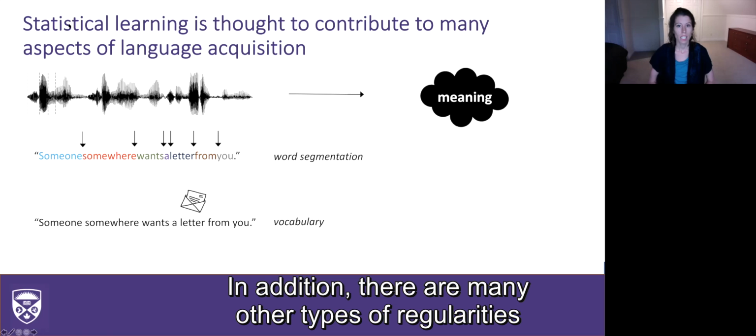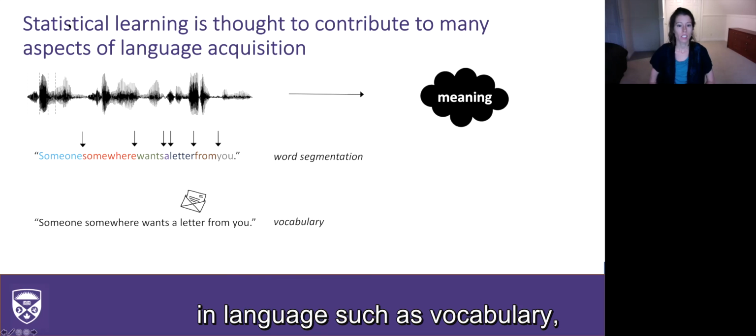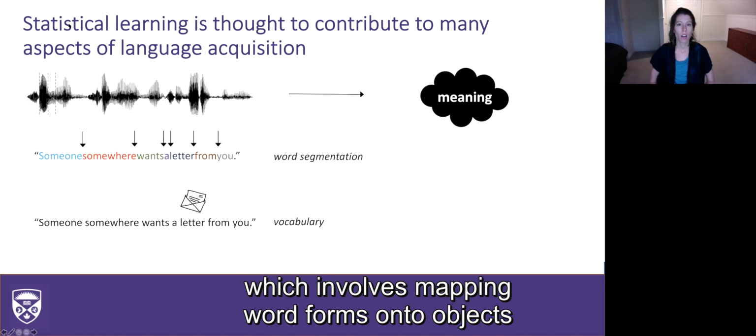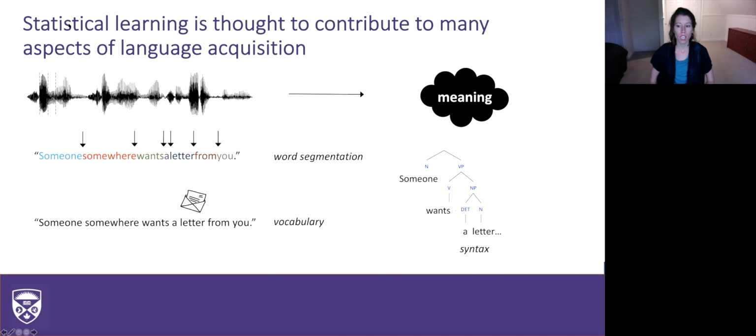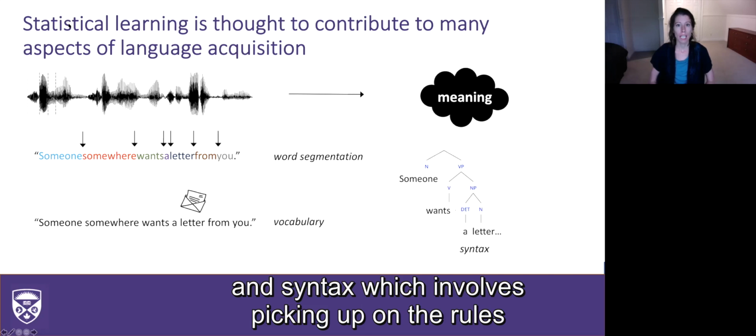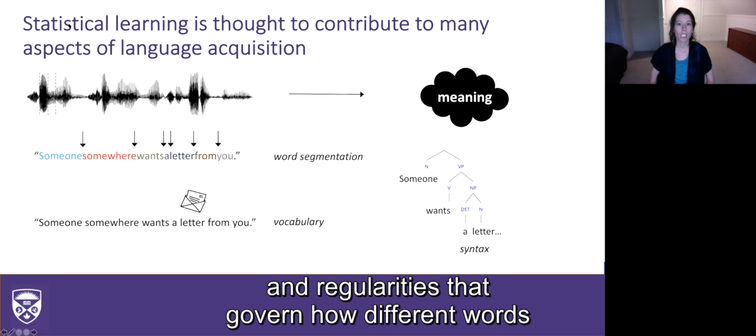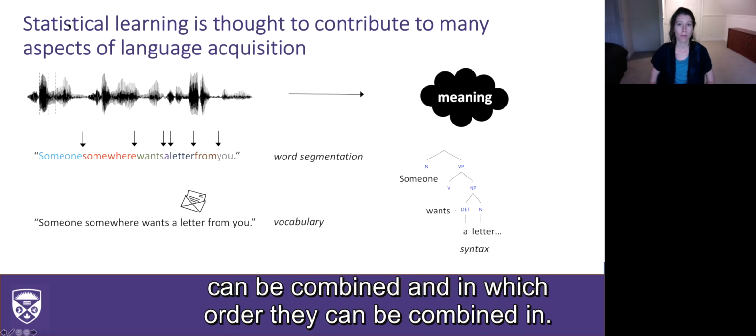In addition, there are many other types of regularities in language, such as vocabulary, which involves mapping word forms onto objects or concepts in the real world, and syntax, which involves picking up on the rules and regularities that govern how different words can be combined and in which order they can be combined.